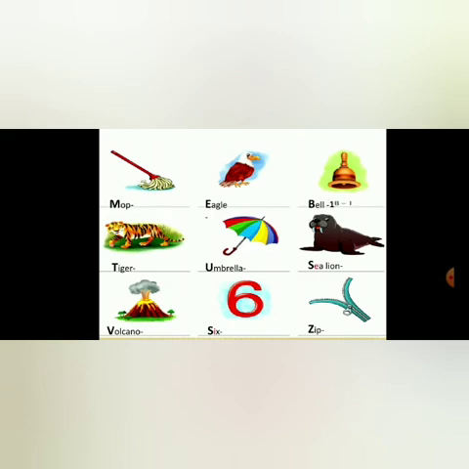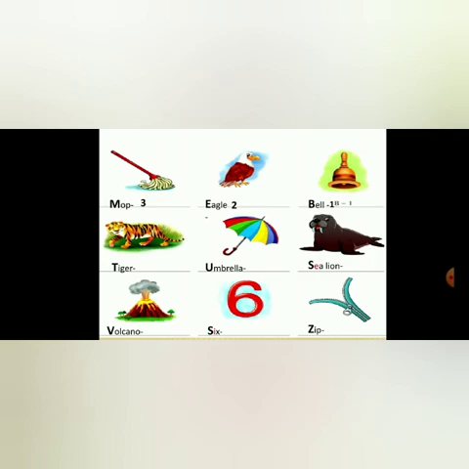Then after B, which letter will come? A, B, C, D, E. Yes, here the letter E is there and the word is eagle. So we will put number 2 here. Then after E, which letter will come? A, B, C, D, E, F, G, H, I, J, K, L, M. M letter is there? Yes. Which word is it? Mop. So we will put number 3. After M, N, O, P, Q, R, S. S is there? Yes.